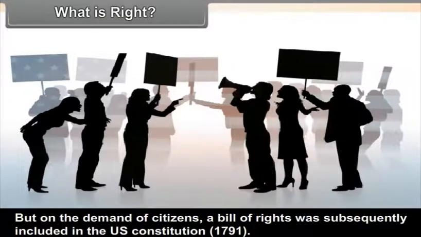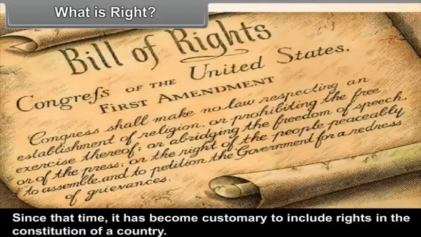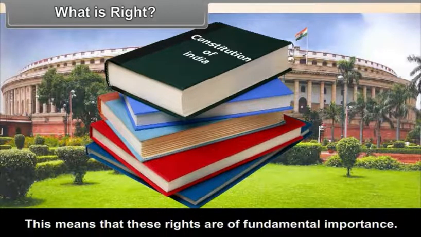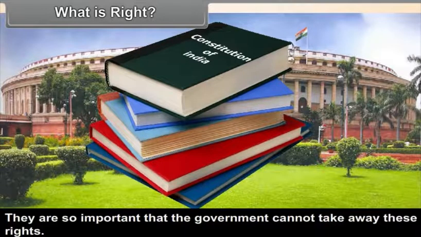But on the demands of citizens, a Bill of Rights was subsequently included in the US Constitution, that is, in 1791. Since that time, it has become customary to include rights in the Constitution of a country. The Constitution of India includes a detailed list of rights. These are called fundamental rights. This means that these rights are of fundamental importance. They are so important that the government cannot take away these rights.